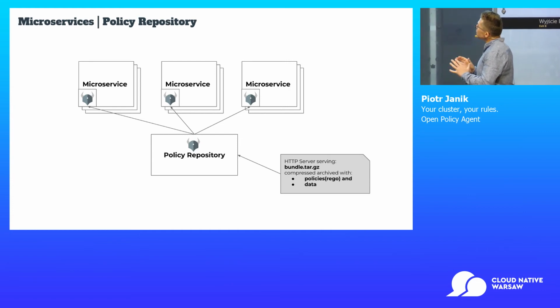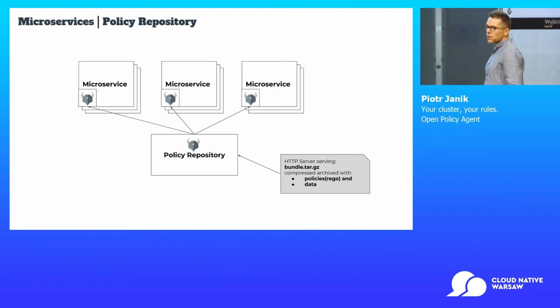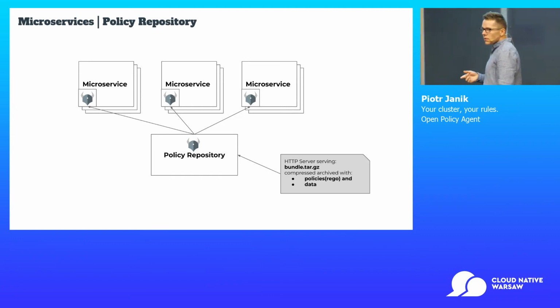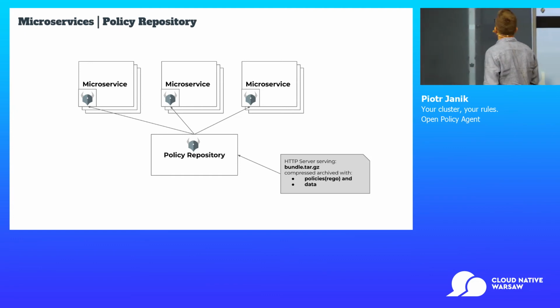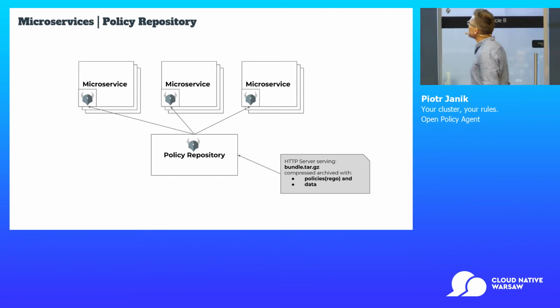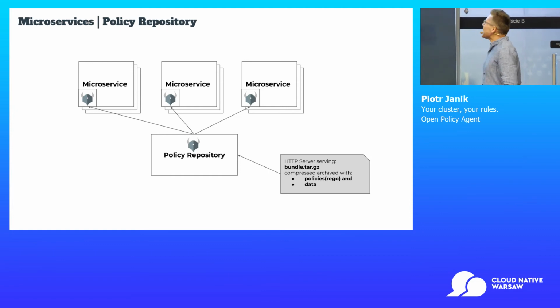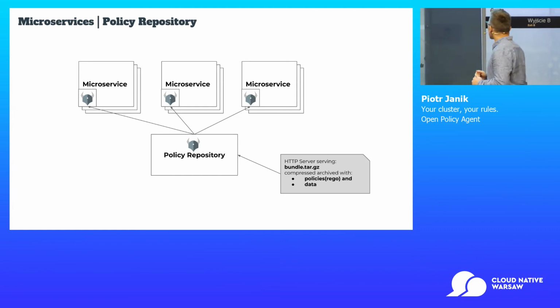We will configure these OPA sidecars to pull policies from the central place. So, for example, every 30 seconds, each OPA sidecar will pull Rego files and data from the central place. Okay.